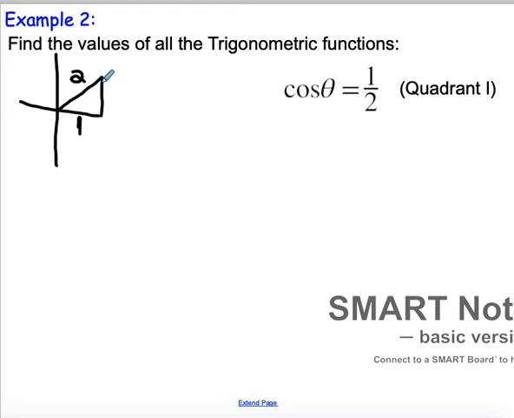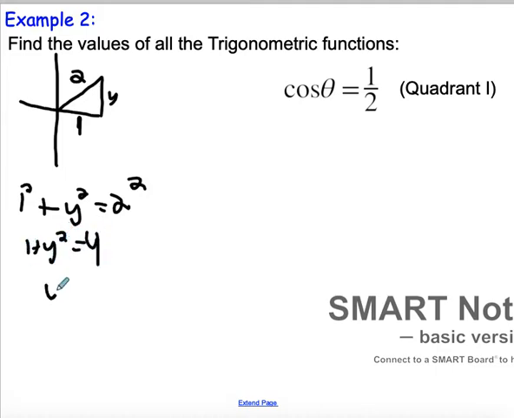Well, you could easily find this using Pythagorean theorem. You have 1 squared plus y squared, calling this y, which makes sense, it's the height, equals 2 squared. So you get 1 plus y squared equals 4. Subtract 1 over. Y squared equals 3. Take square root. Y equals square root of 3. So this guy right here is the square root of 3.